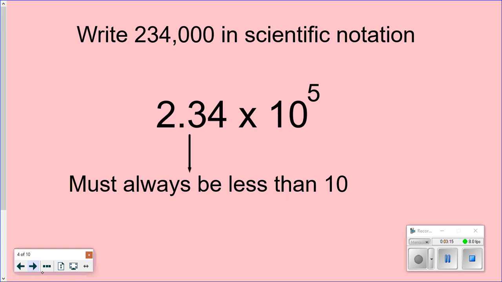Now when you write things in scientific notation, you're going to look at the beginning of the number and find your actual numbers, numbers that are between 1 and 9. So if I look at 234,000, these are my numbers that are between 1 and 9. That's going to be the first part of my scientific notation. Okay? And then I'm just going to take 234.